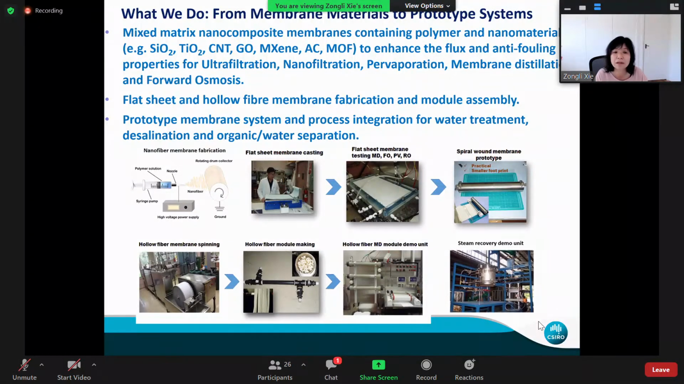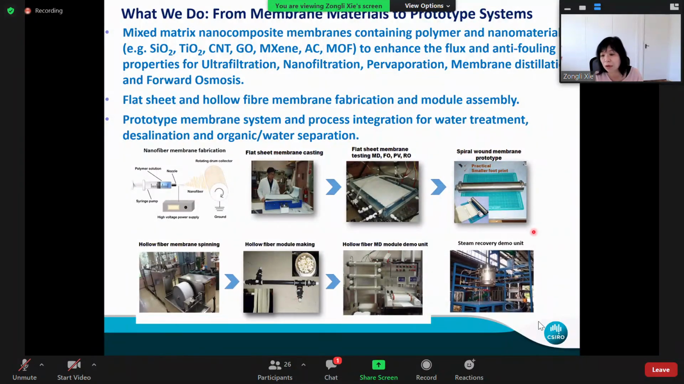And we've been working on the flat sheet hollow fiber membrane fabrication, and we work on the module assembly. In our lab, we have those flat sheet membranes. This is a very small scale, but the good thing is that it can do semi-automatic casting for flat sheet membrane, and also we have a hollow fiber casting facility as well.